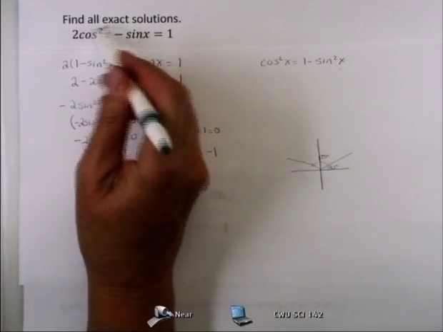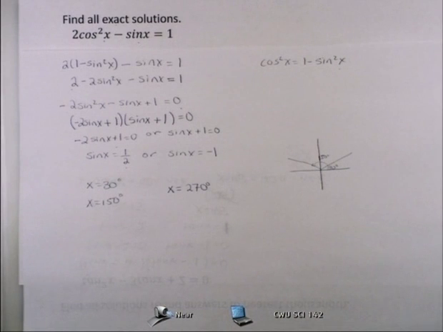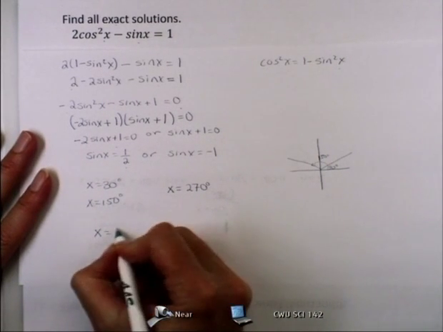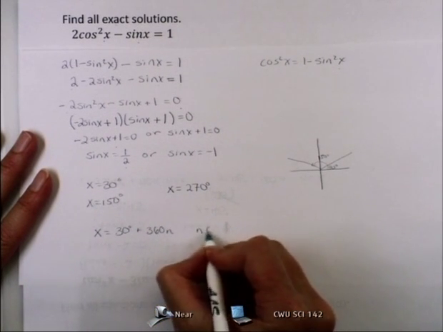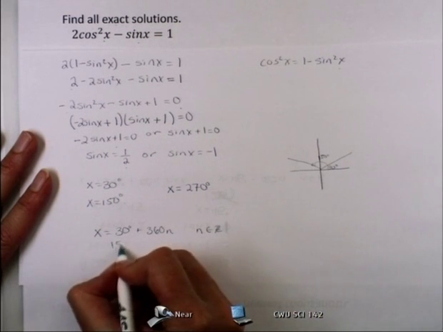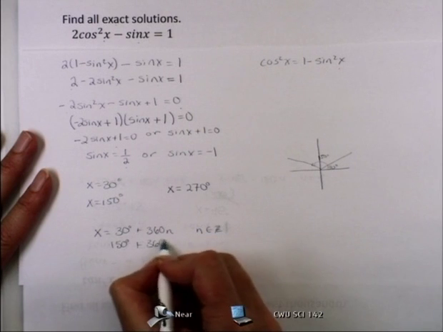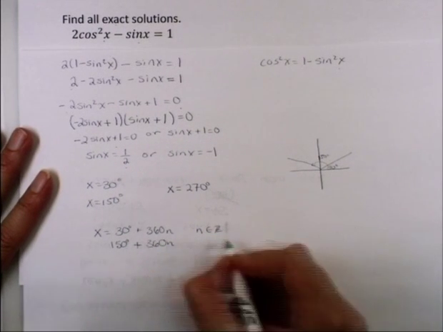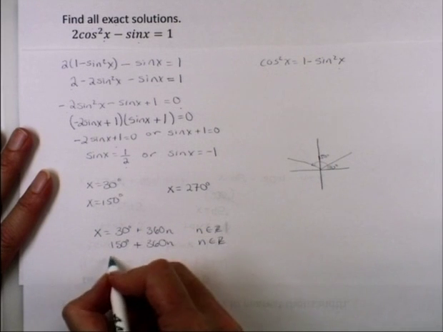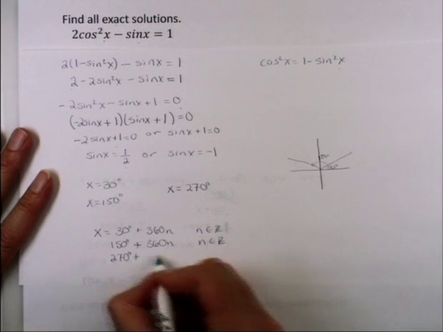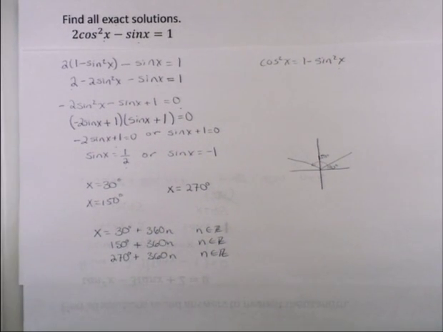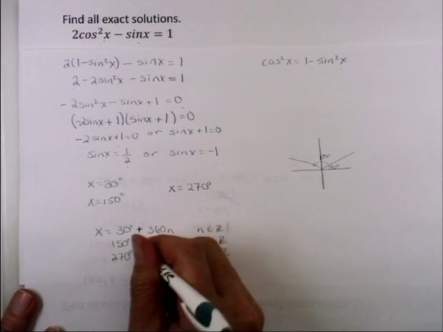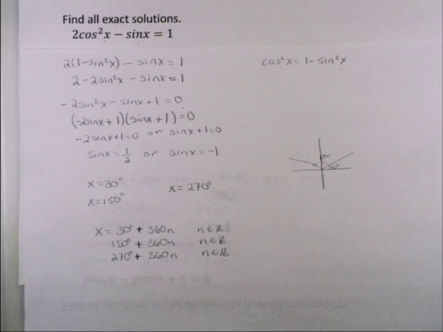Now they want all the exact solutions, so I'm going to have to add the multiples of 360 to these. So I get x equals 30 degrees plus 360n, where n is an integer. I have 150 degrees plus 360n, where n is an integer. Or I can do the same thing with 270, so 270 degrees plus 360n, n is an integer. So those are the three solutions for that one.